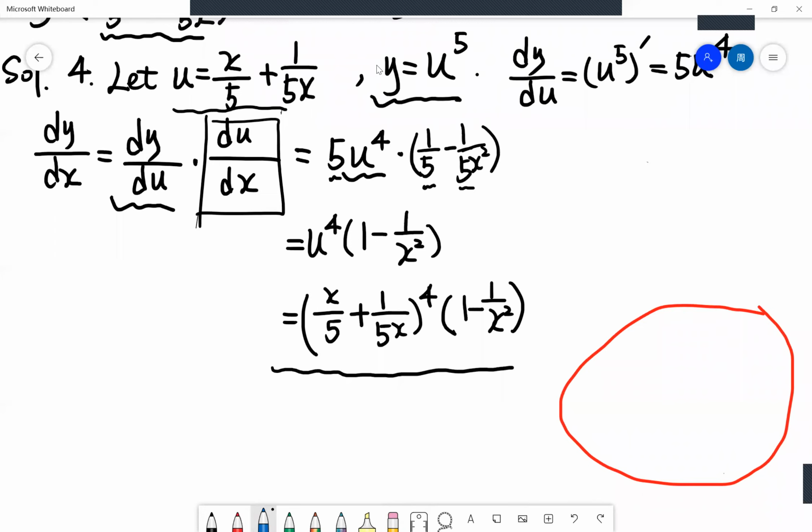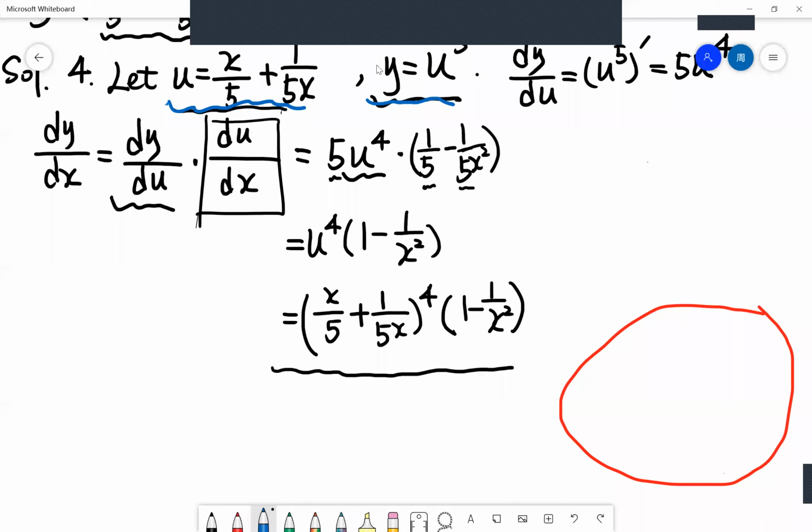I will try later. I will change the color to blue. So here we know the first step, right? This step and this step, I think I can skip. You can know, right? And then dy/du is also easy. The derivative of u to the power 5 equals 5 times u to the power 4, right? And this part is easy.